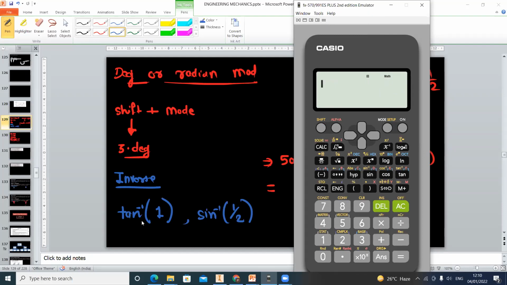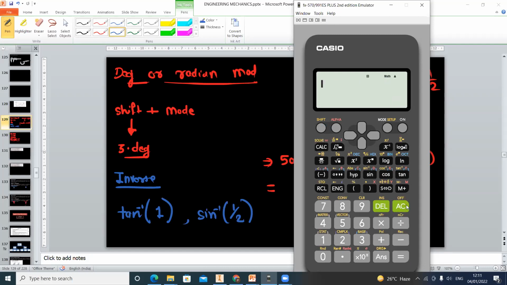After that, if you want to take the tan inverse, select shift and tan. You can see here the inverse function is available. It gets activated once you press shift. So this is tan inverse. Then 1, close the bracket. So the answer is 45 degrees. Your answer is in degree format.